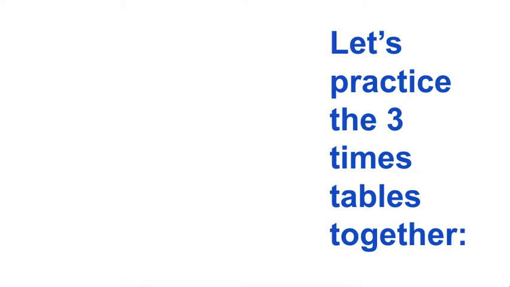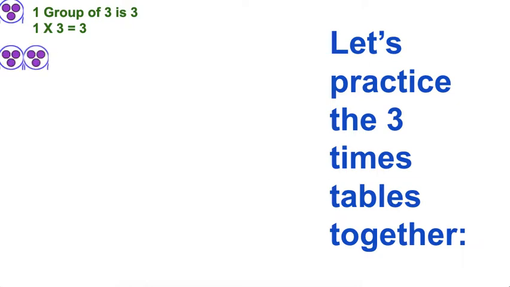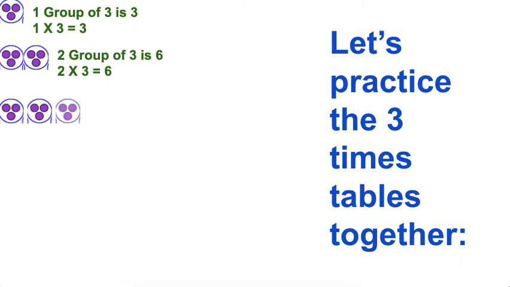You're going to write your 3 times table on your board, but have a look. There I have 1 group. 1 group of 3 is 3, and the times table is 1 times 3 is 3. 2 groups. 2 groups of 3 is 6. So my sum is 2 times 3 is 6. 3 groups. 3 groups of 3 is 9. My sum is 3 times 3 is 9.